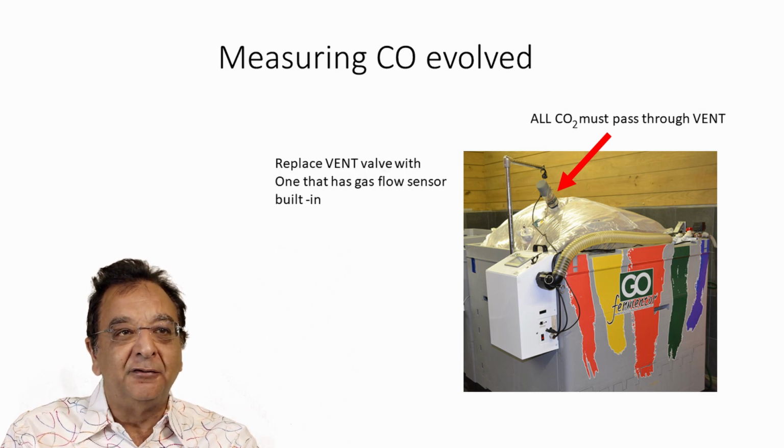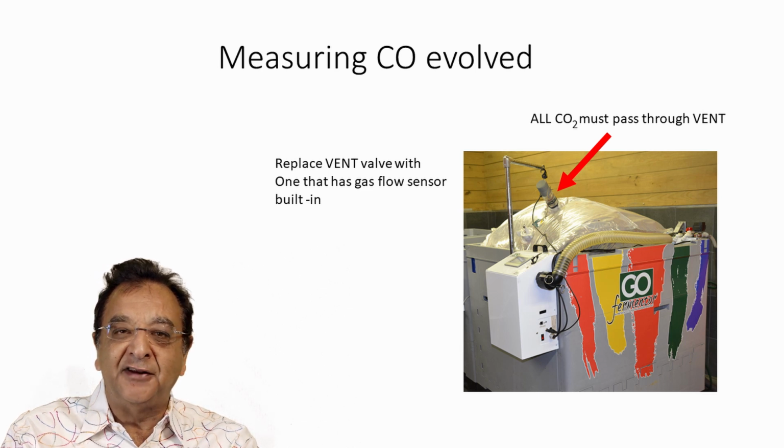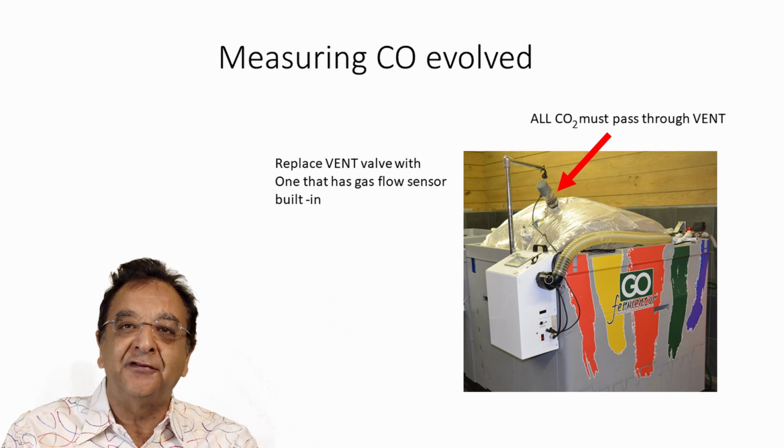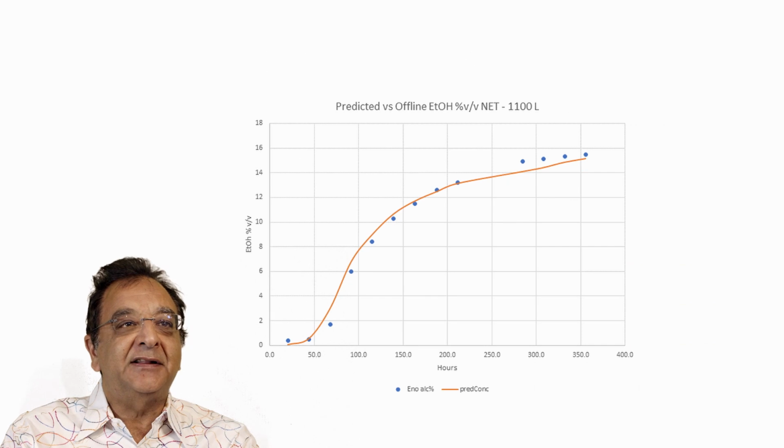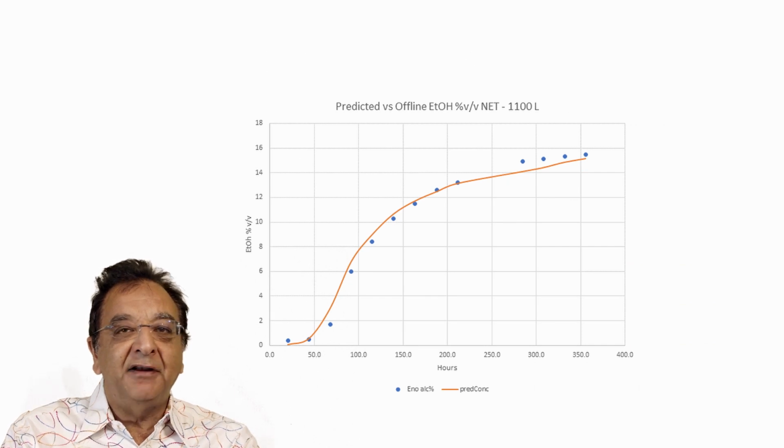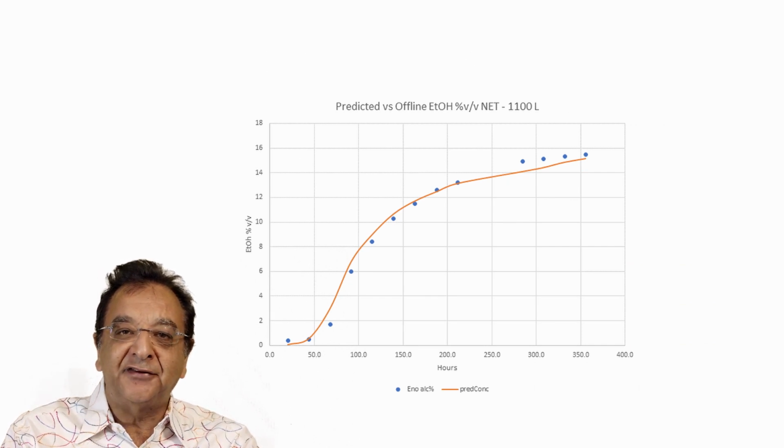So all we have to do is replace this vent valve with a special vent valve that has a gas sensor in it. So now all the gases leaving the fermenter have to go through this flow sensor, and it will basically measure how much CO2 is being generated every minute. So we take that data and we have it now calculate the estimated ethanol.